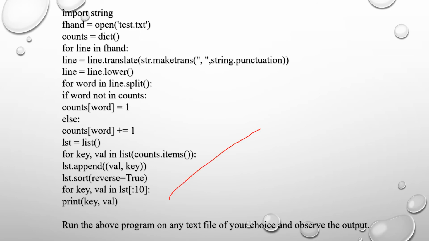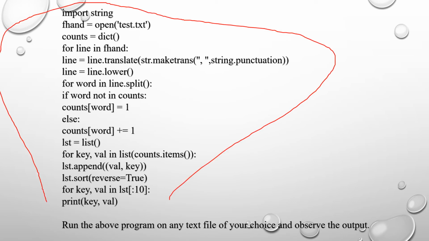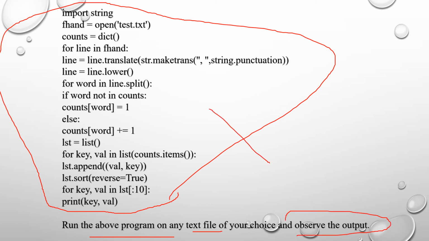And this is the Python code. This Python code will give the most commonly used word. So just run the above program on any text file of your choice and observe the output. For example, let's consider this is my text file.